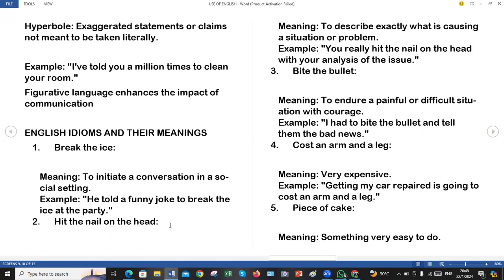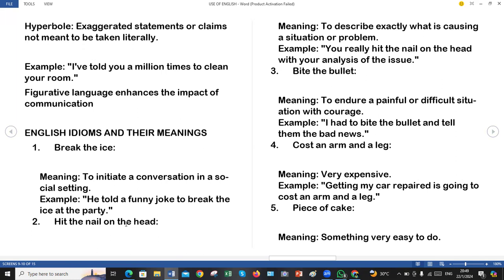All right, number two is hit the nail on the head. Now, please take note, everyone: idioms are different from proverbs. For an idiom, you cannot really get the real meaning from the words one after the other. But a proverb might be easy for you to understand. A proverb is a short, wise saying. It's used to show morals, to give advice, to show wisdom.